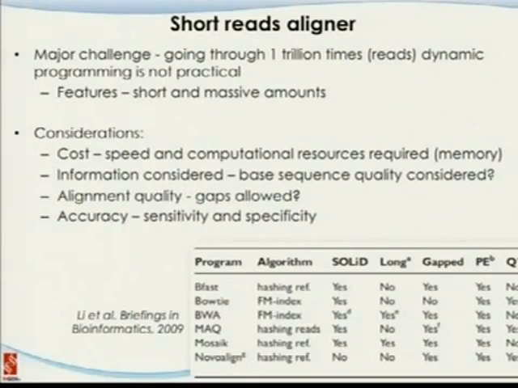And some of the algorithms can do color space, but the performance for color space and base space is different. We have one paper comparing BFAST, BWA, and Bowtie. We know that BWA allows gaps and can be used on color space, but the performance is way worse compared to BFAST. Of course, BFAST is much slower. But those are the things you need to consider when you pick different alignment algorithms.